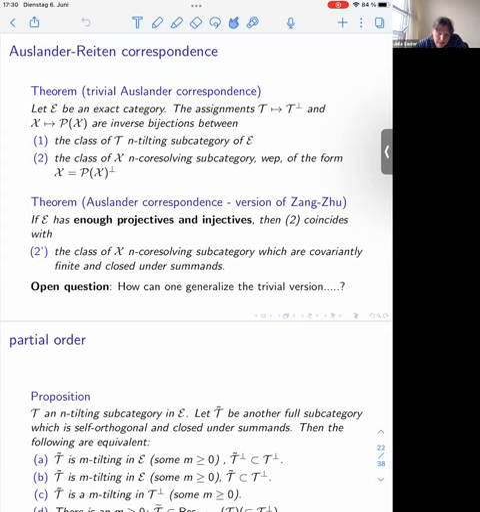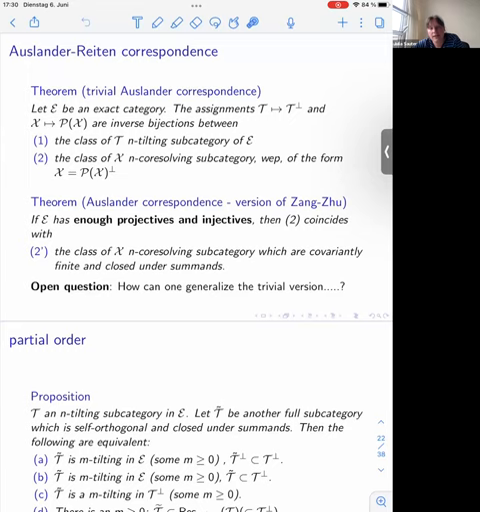But the clue is that if you have other assumptions on your exact category, like here, enough projectives and enough injectives, which is what is always assumed in the known proofs, then you can replace this by a class that is still N-co-resolving, covariantly finite and closed under summands. This is much easier to check than having enough projectives of this form. So that's why it has attracted a lot of attention.